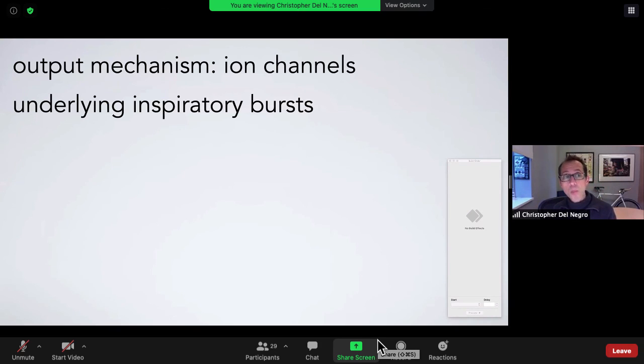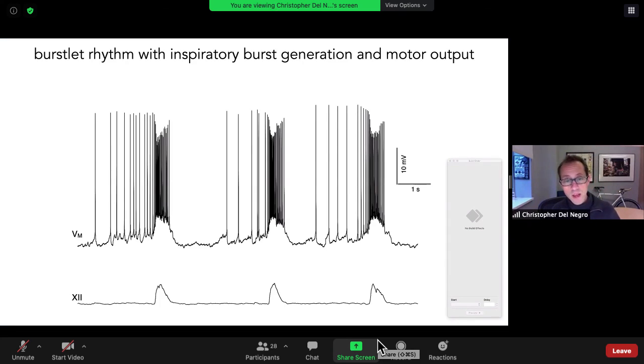So now let's talk about output. I want to understand the ion channels that underlie inspiratory bursts as a mechanism to understand output and patterning mechanisms. So I'm going to put on the screen now three cycles of respiratory activity in vitro recorded from a type 1 DBX1 neuron in the pre-Bötzinger complex. And let's look at this pattern and try to understand what's happening.